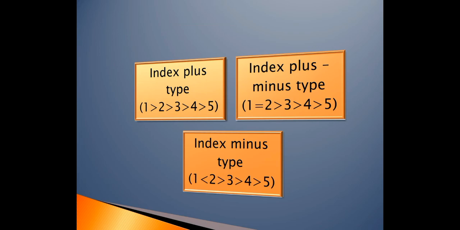In the index plus type of forefoot, the first metatarsal head will be greater than the second, which will be greater than the third, and the length of the third metatarsal will be greater than the fourth, and the metatarsal head of the fourth will have greater length compared to the fifth. In index plus minus type of deformity, the first and the second metatarsal head will be almost equal in length, progressively followed by third, fourth, and fifth. In index minus type of forefoot, the second metatarsal head will be greater than the first and the third.